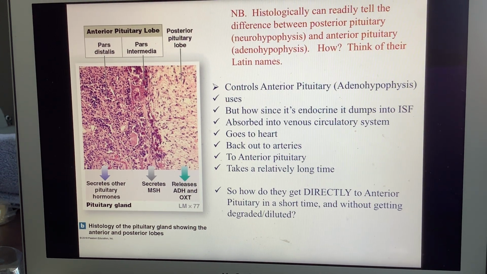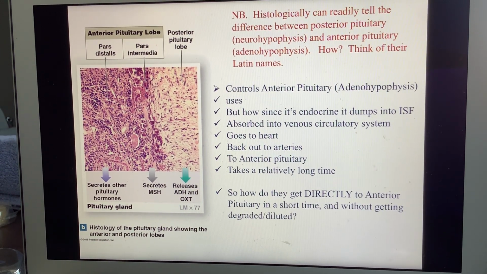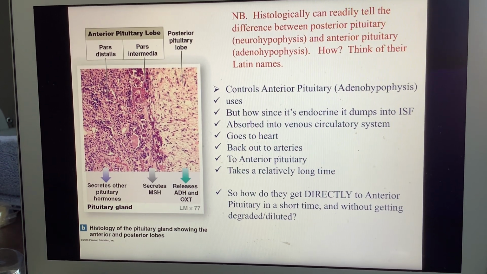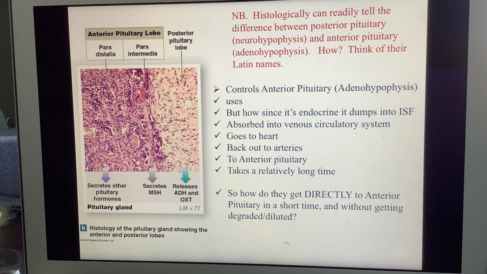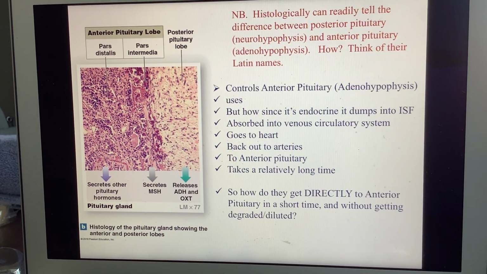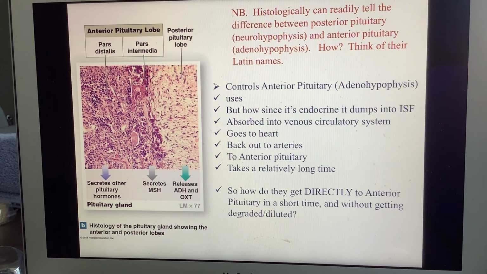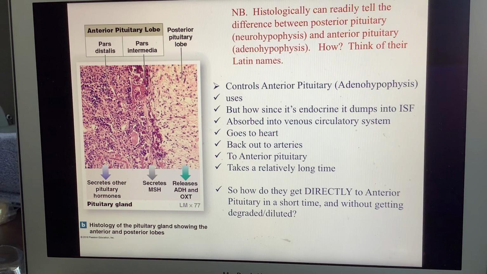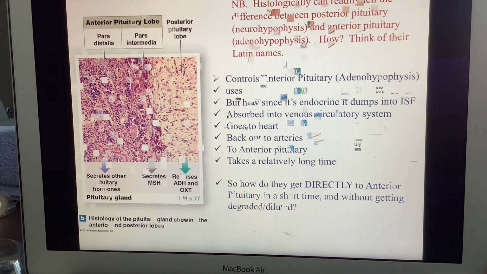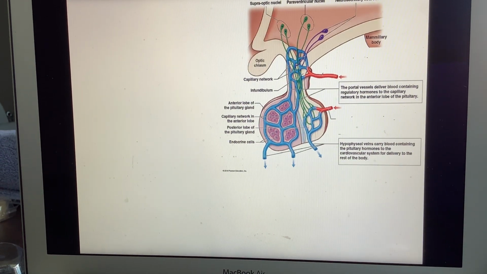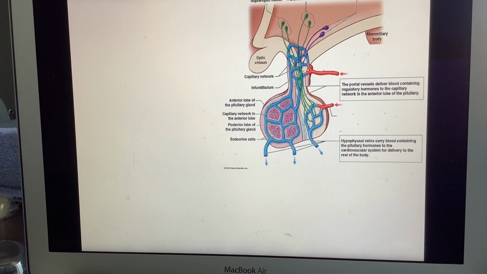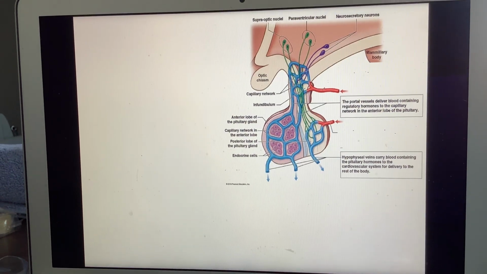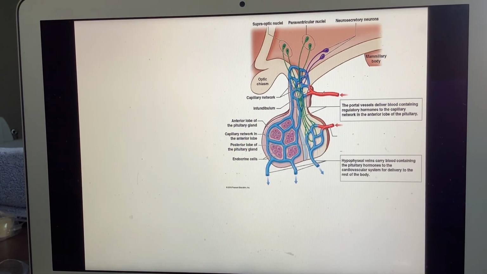So there is a way that we're not going to lose those hormones and we're not going to take that long a time. So what we have to do is figure out how those hormones from the hypothalamus get directly to the anterior pituitary in a short time and without getting degraded or diluted. And again, don't forget the figure on this page is figure 18-5, page 621. They do so by this cute little diagram here. This diagram is in your textbook. It's figure 18-7 on page 622.